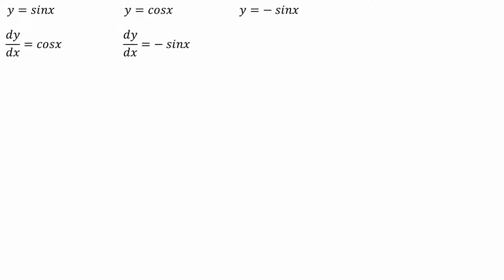Now, if I'm looking at y equals negative sine of x, well, I know derivative of sine should be cosine, but there's a negative in front. So if the original function is y equals negative sine of x, the derivative will be negative cosine of x. If we start with negative cosine of x, well, if I take the derivative of cosine, I should get negative sine. But there's already a negative. So negative negative comes out positive. So if y equals negative cosine of x, the change in y with respect to the change in x will be sine of x.